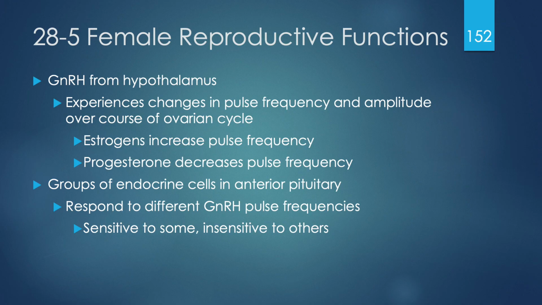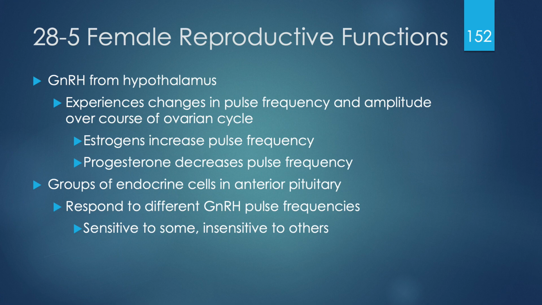The female reproductive cycle is controlled by hormones from both the pituitary gland as well as the gonads. And together, this forms a complex pattern that's coordinating the ovarian and uterine cycles. Gonadotropin-releasing hormone from the hypothalamus will have changes in its pulse frequency as well as in its amplitude over the course of the ovarian cycle. So for example, the presence of estrogens will increase the pulse frequency, whereas the presence of progesterones will decrease the pulse frequency of gonadotropin-releasing hormone from the hypothalamus.